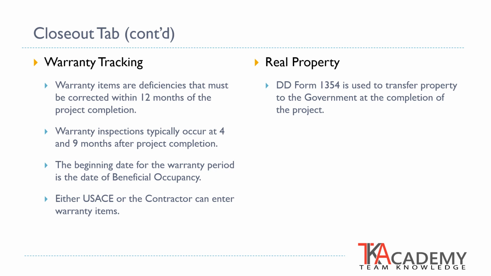The Real Property feature is used to add and transfer property ownership from the contractor to the government at the completion of a project. The transfer of property is done by completing and submitting the DD Form 1354, which is generated within RMS.